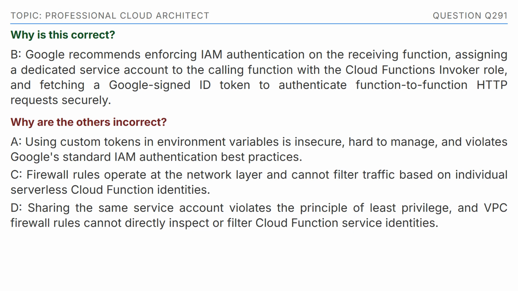Why are the others incorrect? A. Using custom tokens in environment variables is insecure, hard to manage, and violates Google's standard IAM authentication best practices. C. Firewall rules operate at the network layer and cannot filter traffic based on individual serverless cloud function identities. D. Sharing the same service account violates the principle of least privilege, and VPC firewall rules cannot directly inspect or filter cloud function service identities.